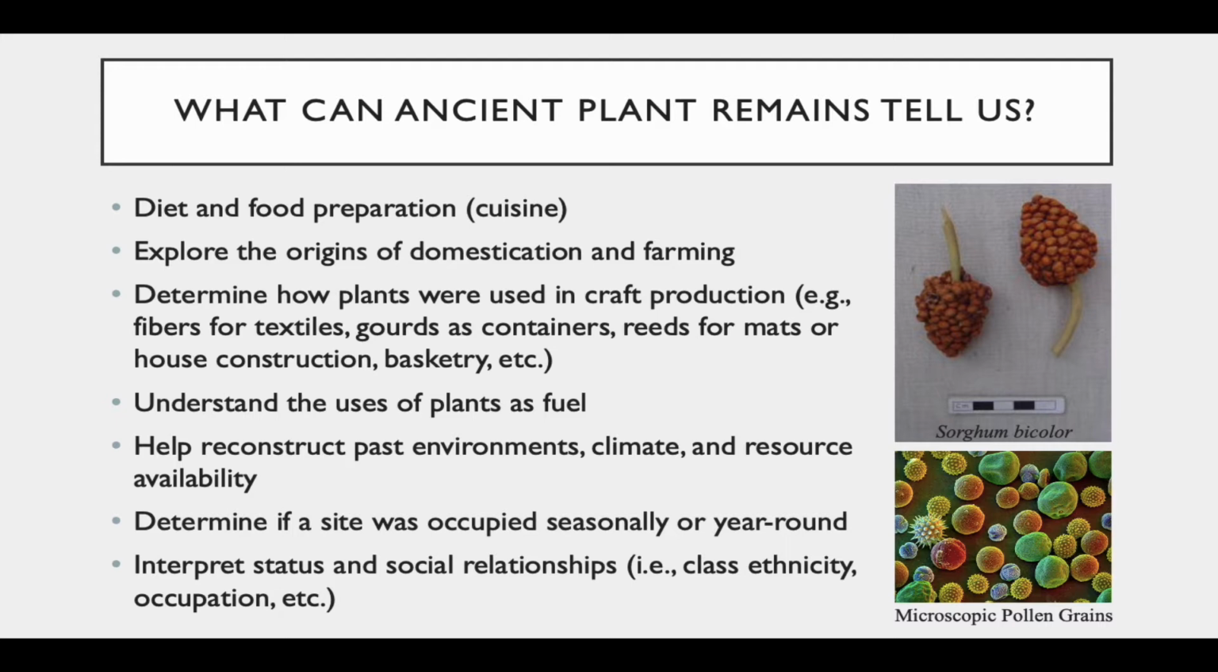The presence of different pollen in, let's say, lake deposits or captured within the materials that filled in a room helps us to understand past environments, the climate, maybe different resource availability over time, and how humans impacted those shifts. We can determine if a site was occupied seasonally or year-round, depending on the pollen that's present, for example. And we can even interpret status and different social relationships among people based on, if there's one household that seems to have access to more meat than others, for example. That might be some sort of status differentiation.